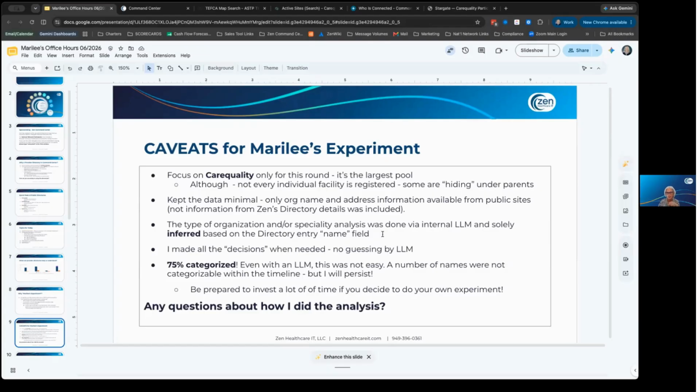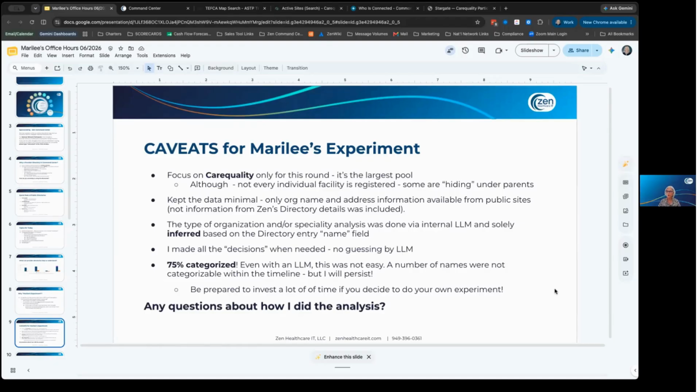Primarily I was focused on: can I infer the organization type or specialty based on the directory name? As I was working with the LLM, we did a ton of iterations. I made a lot of decisions. There was no guessing by the LLM. After a tremendous amount of time and effort, I was able to get about 75% of the overall Carequality population categorized. Granted, it's an LLM, they make mistakes. So it's not perfect, but I think it probably gives us a good sense overall of how the participation breaks down by org type and specialty.